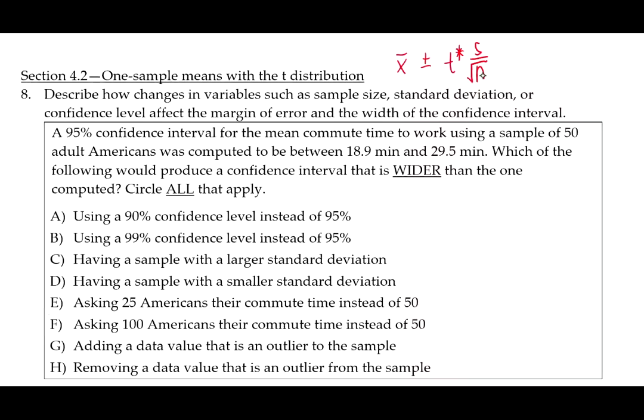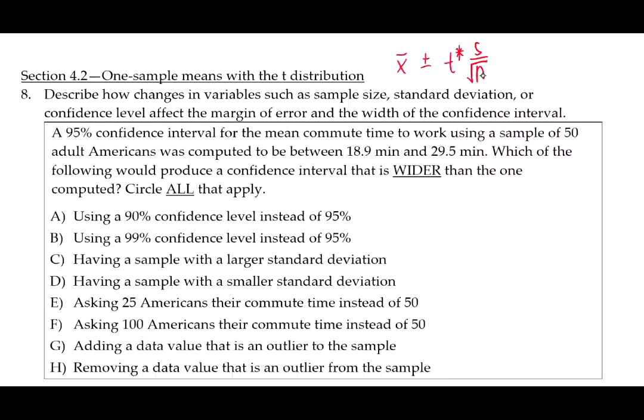So let's look at this example. A 95% confidence interval for the mean commute time to work using a sample of 50 adult Americans was computed to be between 18.9 minutes and 29.5 minutes. Which of the following would produce a confidence interval that is wider than the one computed?